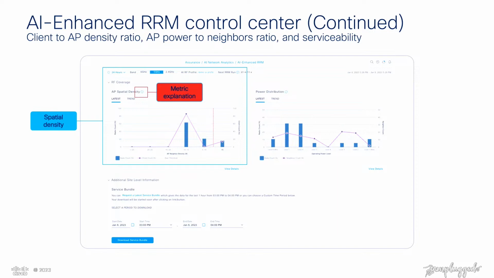All right, so this is the RF coverage section, and we have 2 dashlets here. We've got AP spatial density and power distribution. Now, on the AP spatial density side, what we're showing you is the percentage of radios and how many neighbors they have.